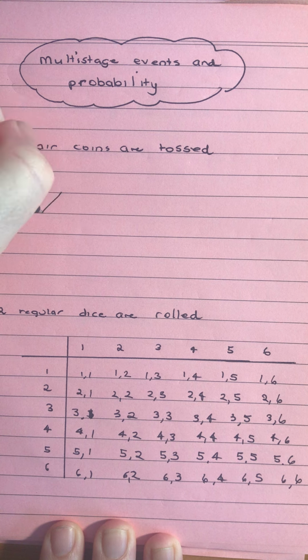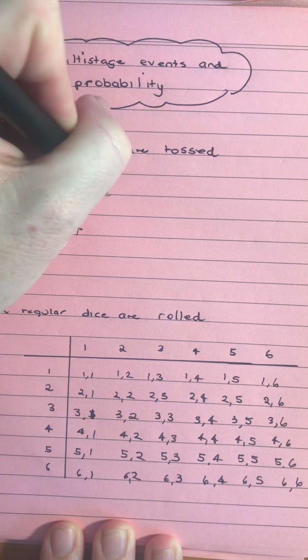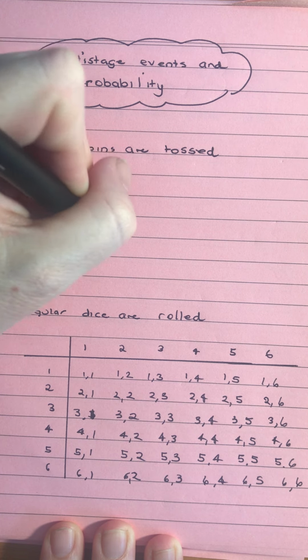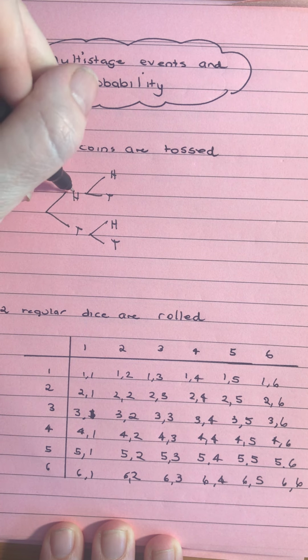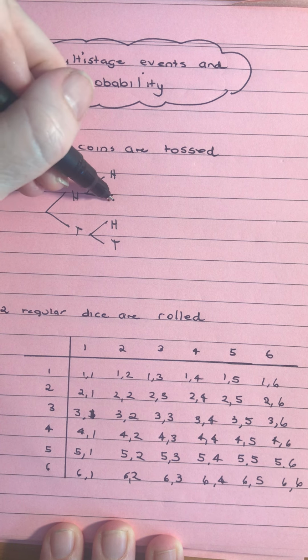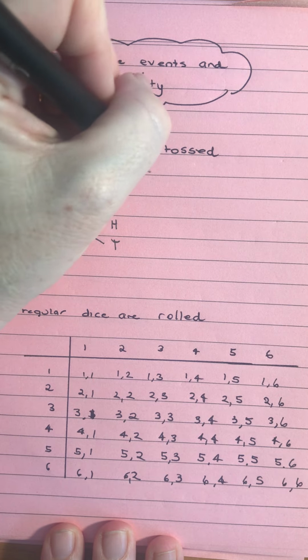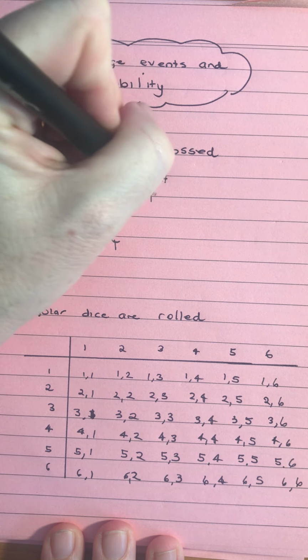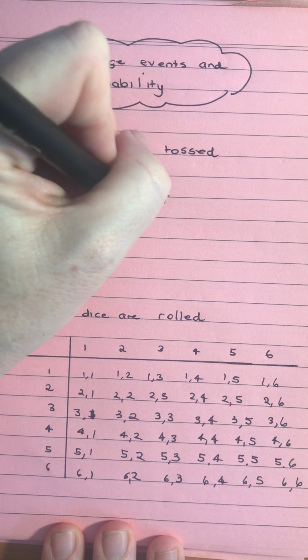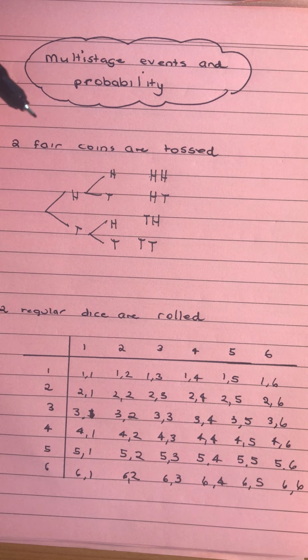So we would have our head, tail, head, tail, head, tail. On the first flip, we would get a head or a tail. Then if we got a head the first time, we could have the options of head or tail the second time. If we got a tail the first time, head or tail the second time. We can then write down those outcomes, or the sample space, and they're the 4 combinations that we could get.